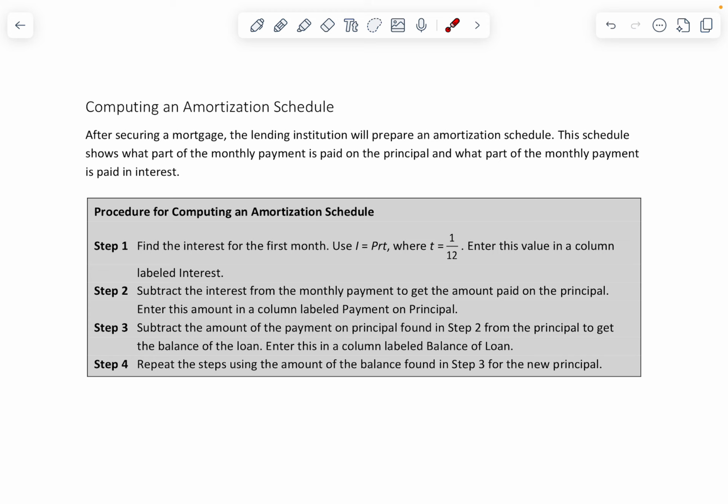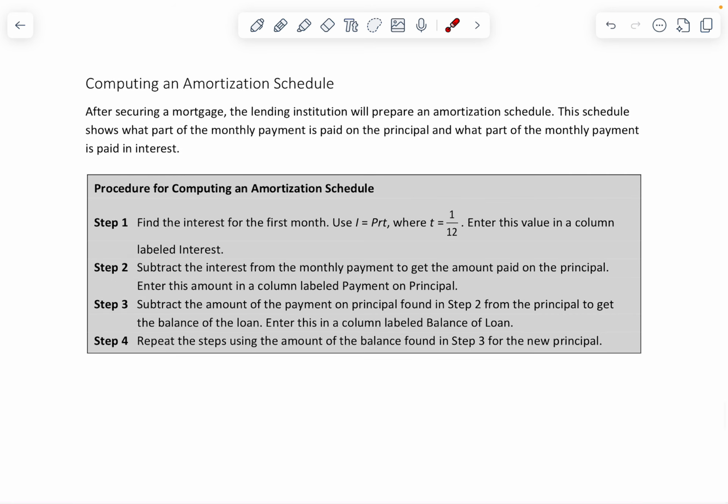Okay, finally, let's talk a little bit about amortization schedules. After securing a mortgage, the lending institution will prepare an amortization schedule. This schedule shows what part of the monthly payment is paid on the principal and what part of the monthly payment is paid in interest. So this procedure outlines how the numbers in those schedules are calculated.